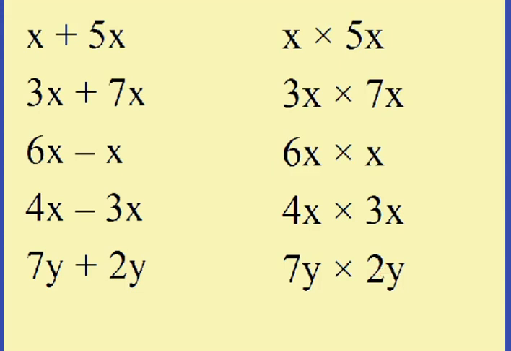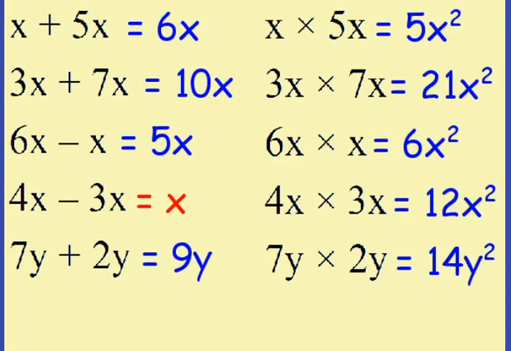Now press pause. Write the answers down, and when you are ready to check them, press play again. These are the answers you should have written down. This one is in red because you need to remember not to write 1x, but just to write x. Check your work.